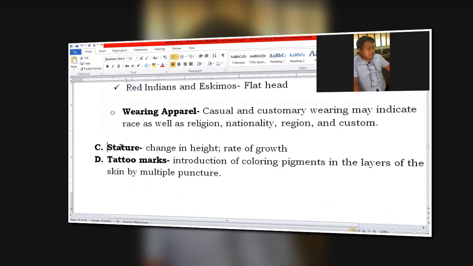Then also we can use stature. Stature sa kanyang katawan, sa itsura ng katawan, we can establish the identity of the person.